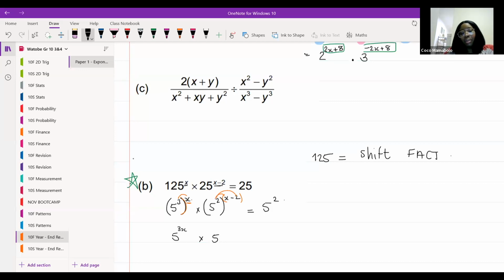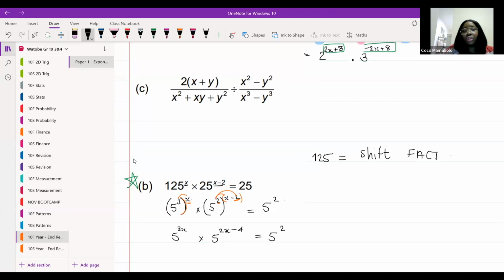Remember, you must multiply them one at a time. 2 times x will give us? 2x. Good. 2x, and then 2 times negative 2. This is going to give us negative 4. Not 4x. There's no x, it's just 2 times negative 2. Negative 4. Okay, ma'am. Just negative 4 is equal to 5 to the power of 2.